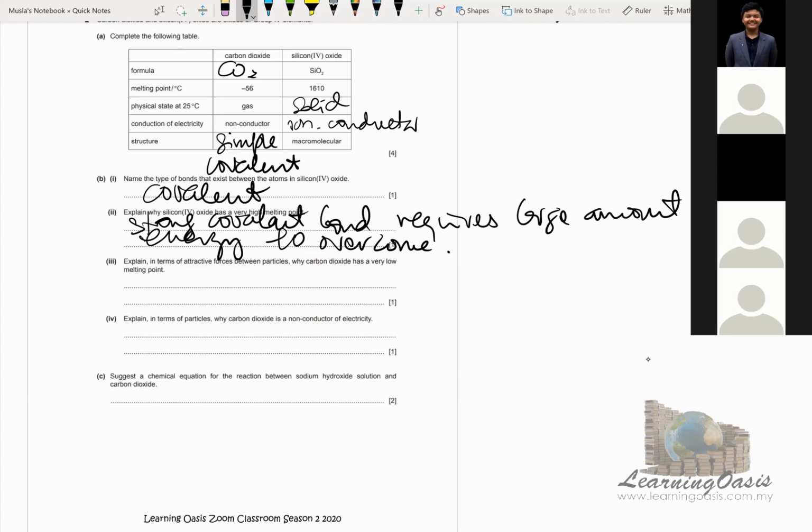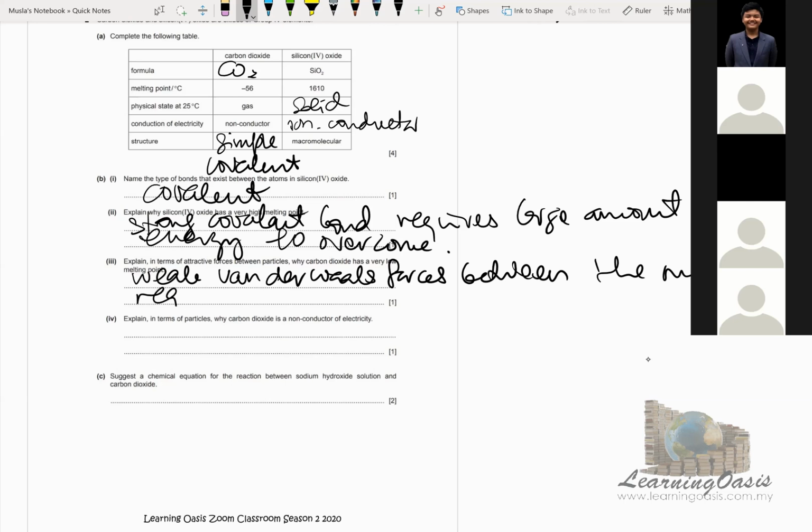Explain in terms of attractive forces within particles why carbon dioxide has a very low melting point. Carbon dioxide has very weak van der Waals forces between the molecules, so less energy is needed to overcome the forces.